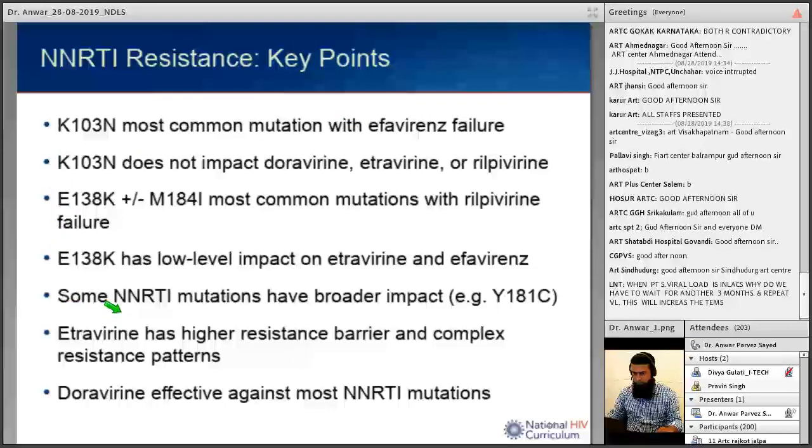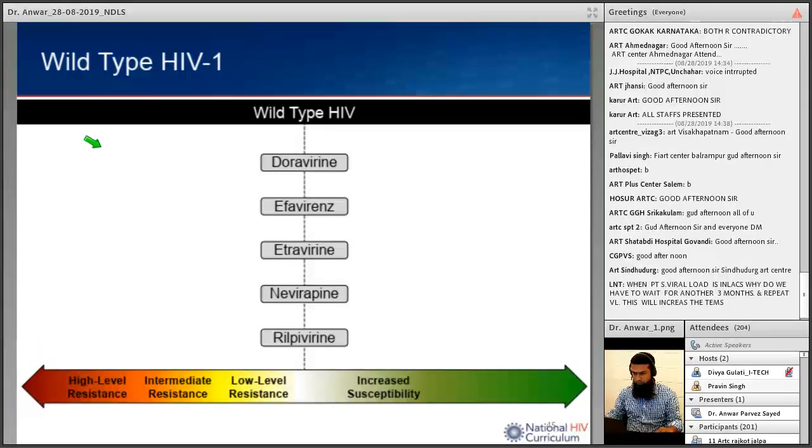There are other mutations also which we won't be talking about, but just to inform you that there are some mutations which may cause class resistance, because there are other newer drugs also which are coming in, like rilpivirine, doravirine and etravirine, which are in addition to nevirapine and efavirenz in this group of NNRTIs. Now doravirine is one drug which is very potent, has a very high genetic barrier to resistance and may come in future for clinical use for treatment.